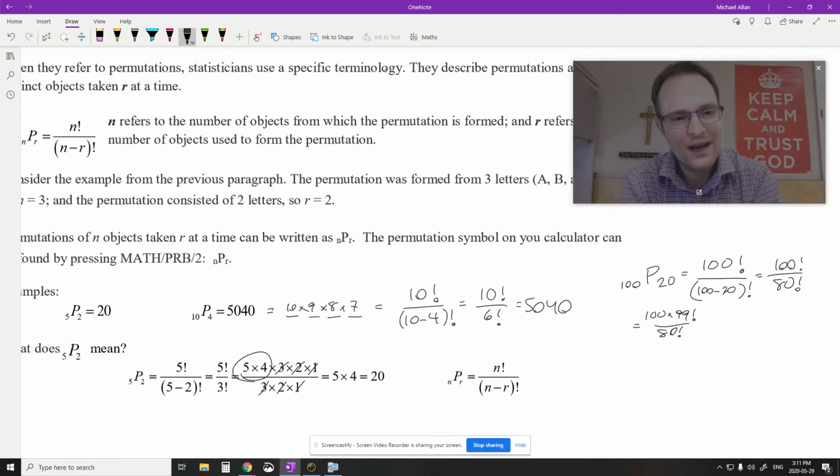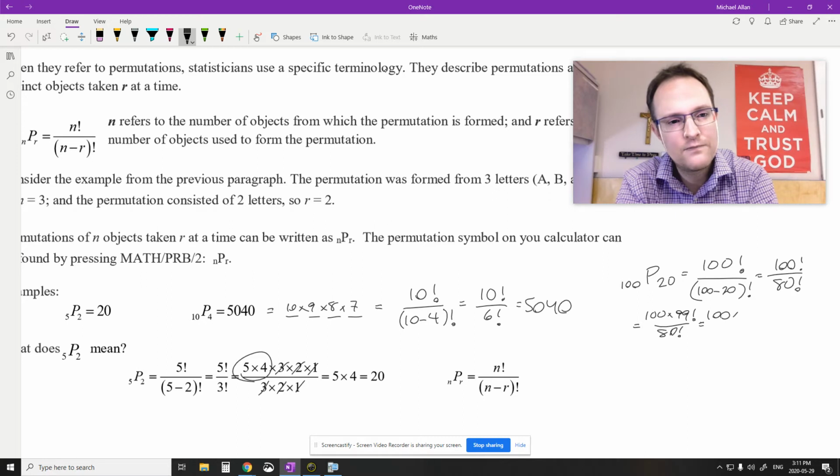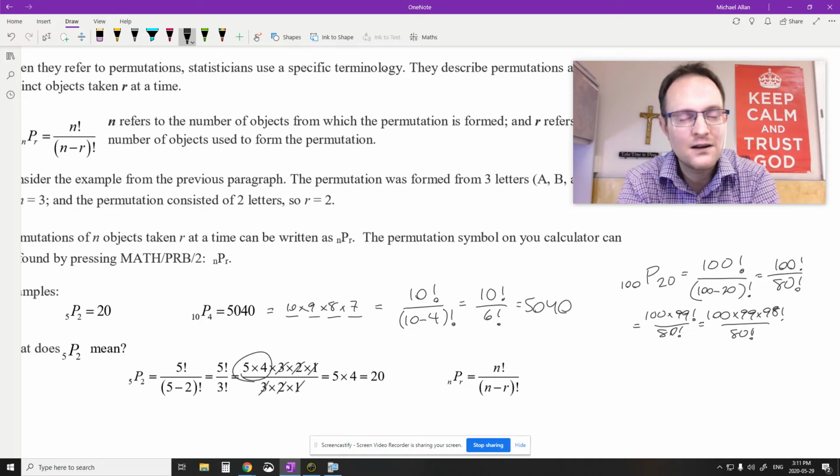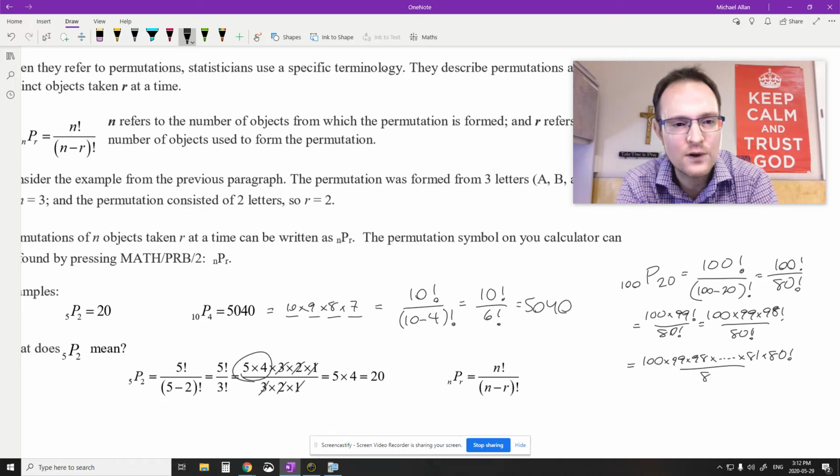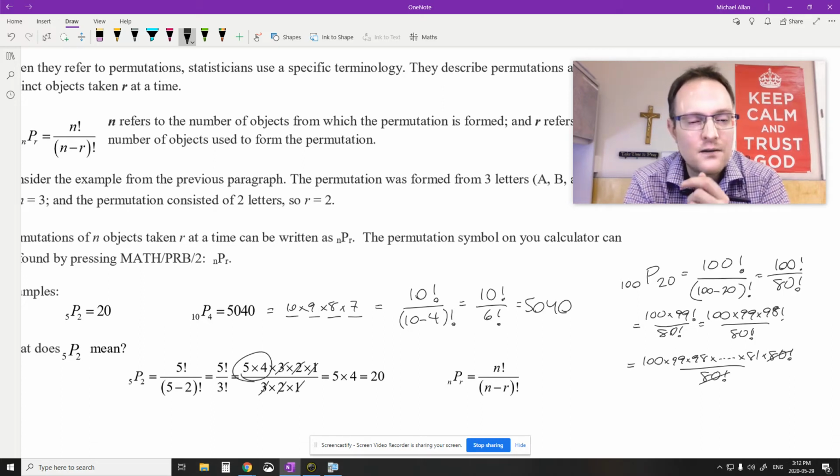And I can keep on expanding this out. I can go 100 times 99 times 98 factorial. Okay, so I expand it a little bit more. That's not going to help me too much, but I keep on expanding. I keep on going. 99 times 98 times all the way down to 81 times 80 factorial. I'm going to stop before I go any further there, because 80 factorial divided by 80 factorial reduces out.